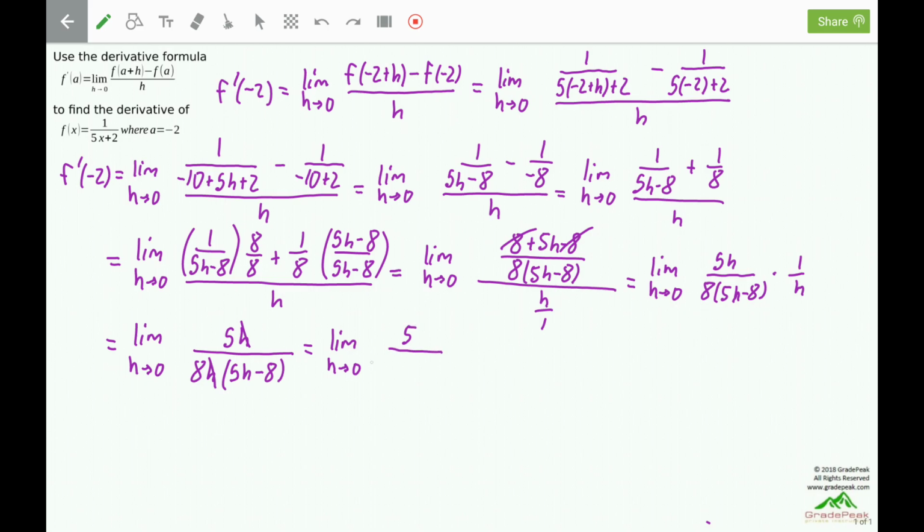an expression that we can plug a 0 into the remaining h's. Plugging a 0 in will give us a 5 over 8 times 0 minus 8, which is just negative 8. 8 times 8 is 64. And so I'm getting a 5 over negative 64. The negative can move out front. And we have negative 5 over 64. This will represent f prime of negative 2, which means the derivative of f of x, and then evaluated at an x value of negative 2.